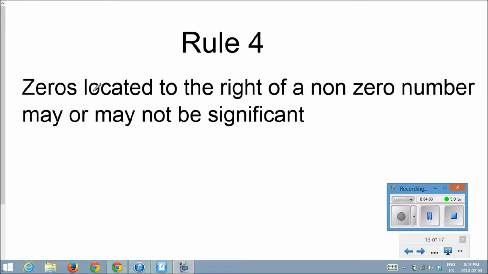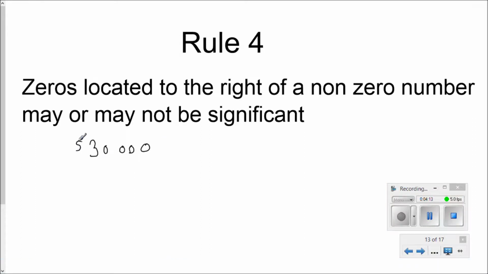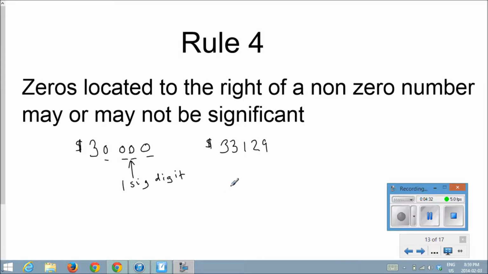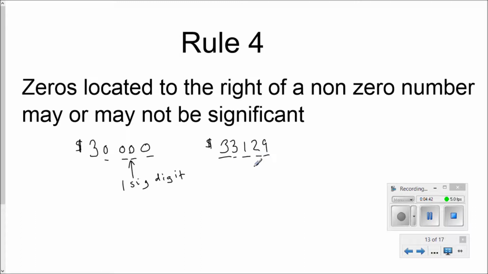This last rule is my least favorite rule and probably the most confusing. Zeros located to the right of a non-zero number may or may not be significant. Let me give you an example. If I say to you that I make $30,000 a year, generally I don't give you the exact amount that I make. So therefore, these values here are generally not significant if I'm giving a rough estimate of how much money I make. Now if I say I make $33,129, if I tell you my exact amount of money I make, then that means I have 5 significant digits because I'm not giving you an estimate of how much I make.